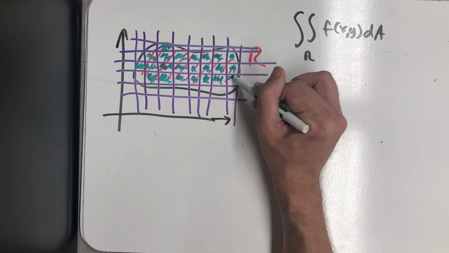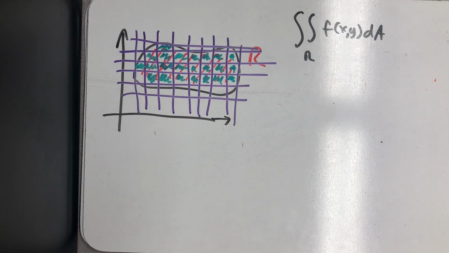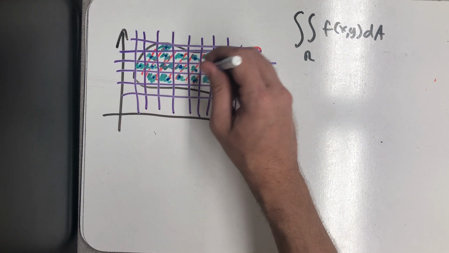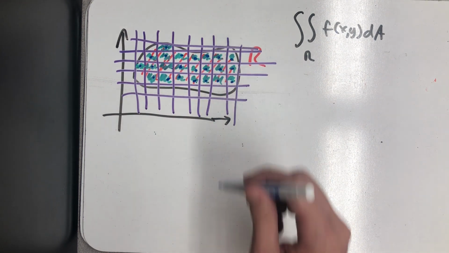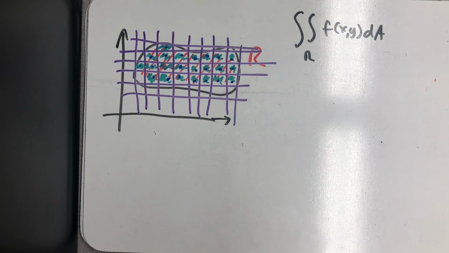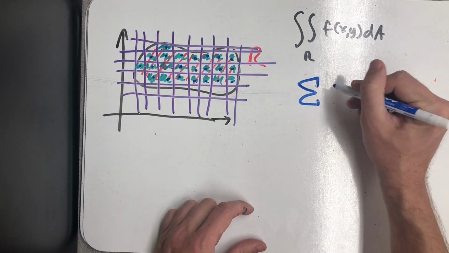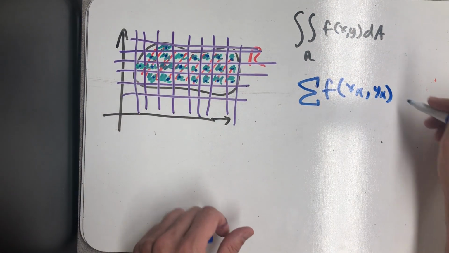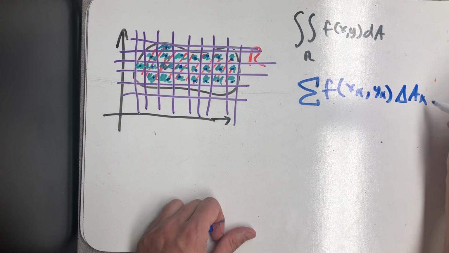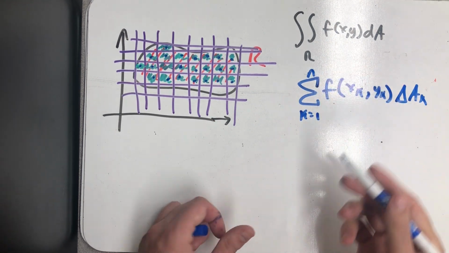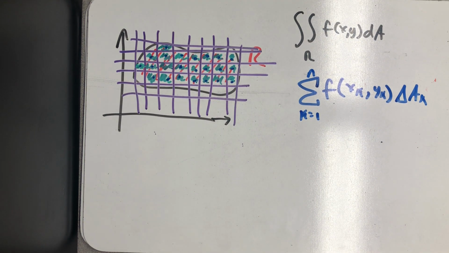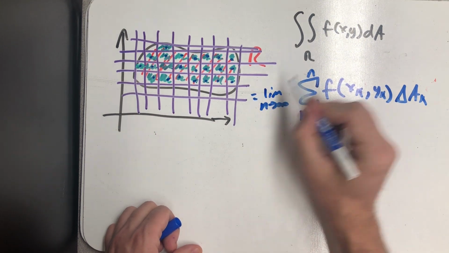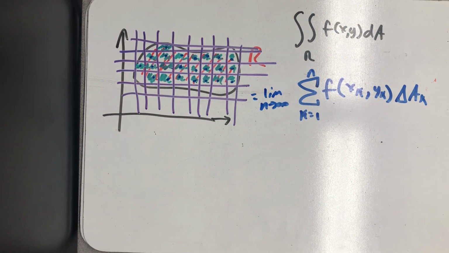Now I do exactly the same thing I did before, where I take a sample point in each region. And I could get an approximation of this double integral by taking the sum of a function value evaluated at a point in each of those regions times an area. That would be an approximation. How do I make it better? Well, we're going to take a limit as n goes to infinity. And I claim that these things are equal, that this defines this double integral.